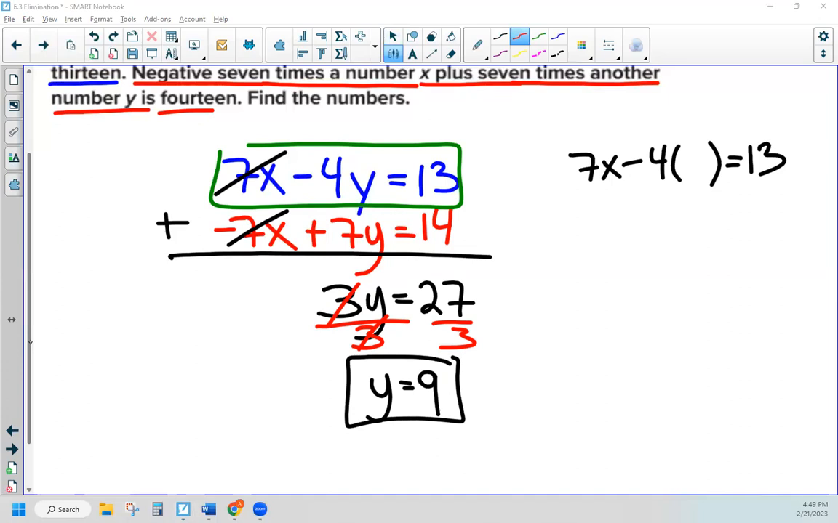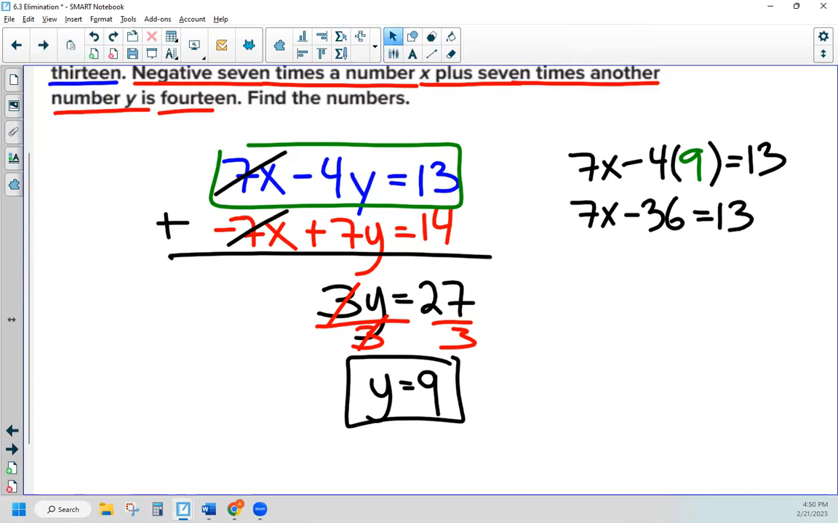So I know that y is 9. So we have 7x minus 9 times 4 is 36 equals 13. All right. If you did not get this far on your own, pause it. Try to pause it as much as possible in any single step, so you can try to do it on your own as much as possible.